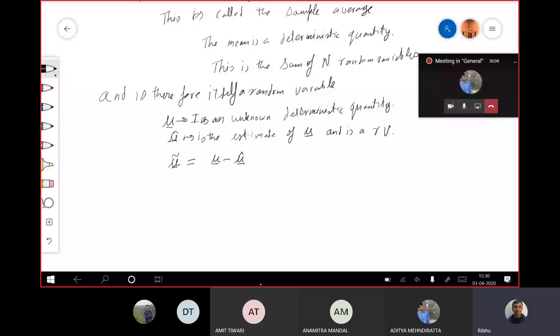Fine. So now let's talk about something. Okay, so which way should I go? Let's first answer your question about the law of large numbers. So now since mu hat is a Gaussian RV, it is fully characterized by its mean and variance.